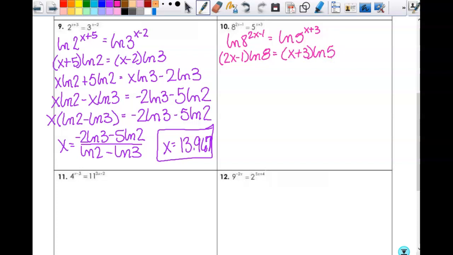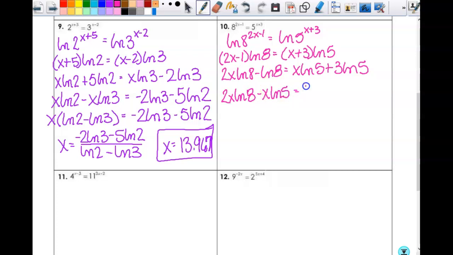So in this situation, I'm going to have to distribute. So this gives me 2x natural log of 8 minus the natural log of 8 equals x times the natural log of 5 plus 3 times the natural log of 5. Then you get all your x terms to the left. So 2x natural log of 8 minus x natural log of 5 equals 3 natural log of 5 plus the natural log of 8. Got all my x's on one side, everything that's not an x on the other side.